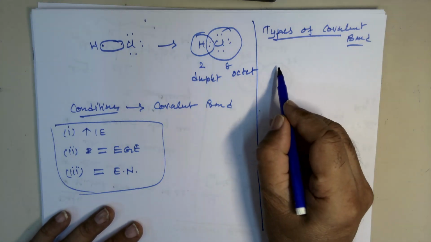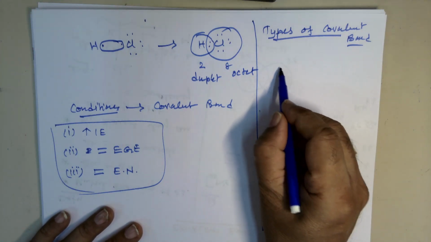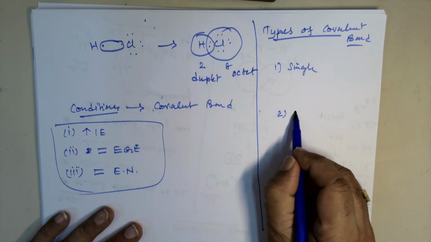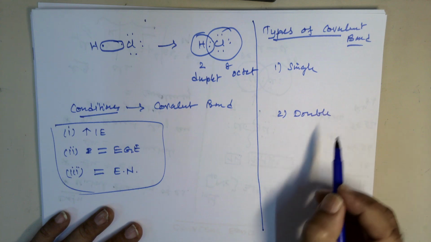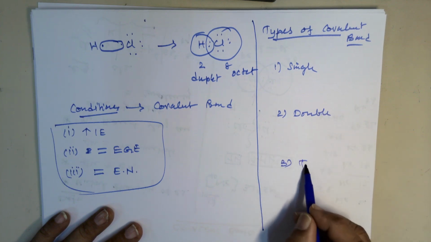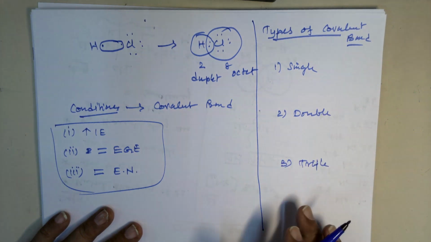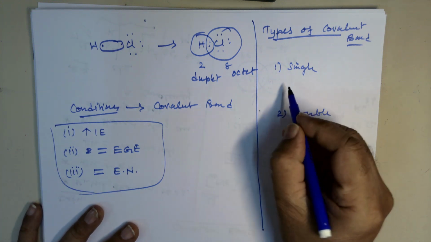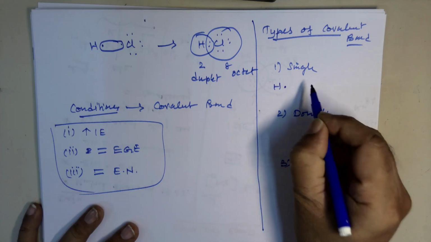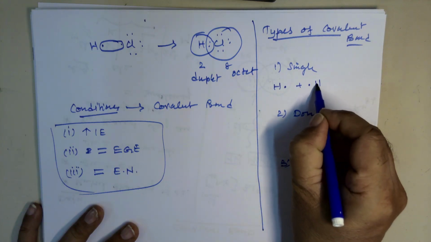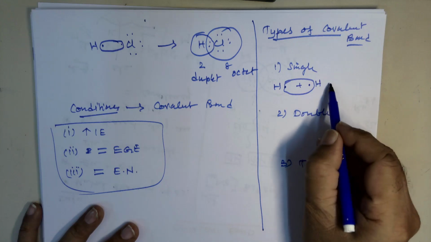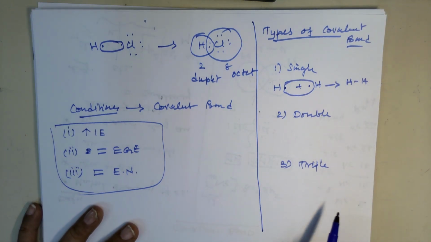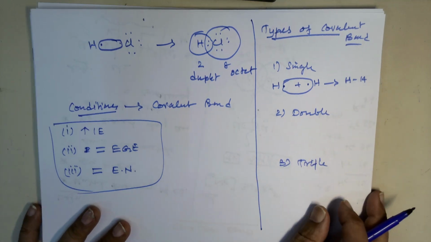Here it can form a single bond, or a double bond, or a triple covalent bond. The single covalent bond is formed by H plus another H, so that they can combine to form H-H. So it forms a single covalent bond. You can call it H2 molecule, single.